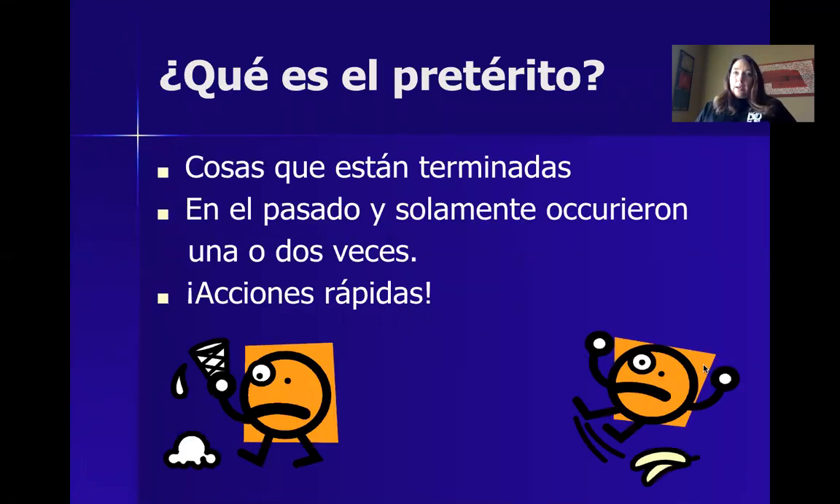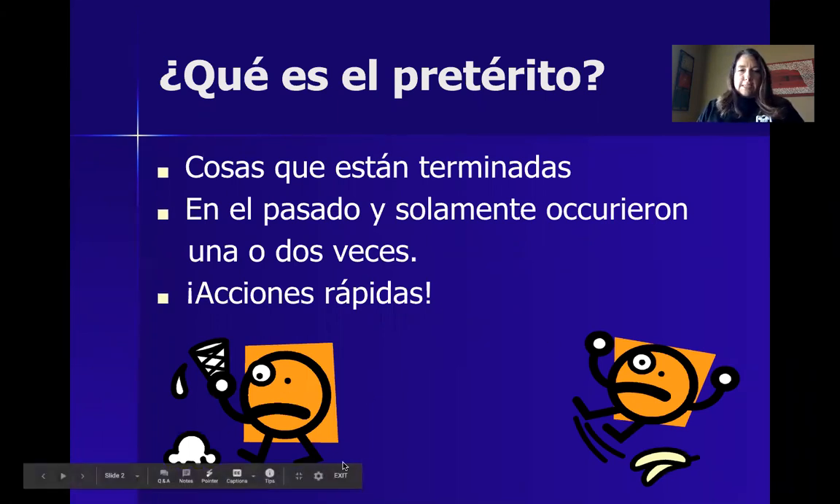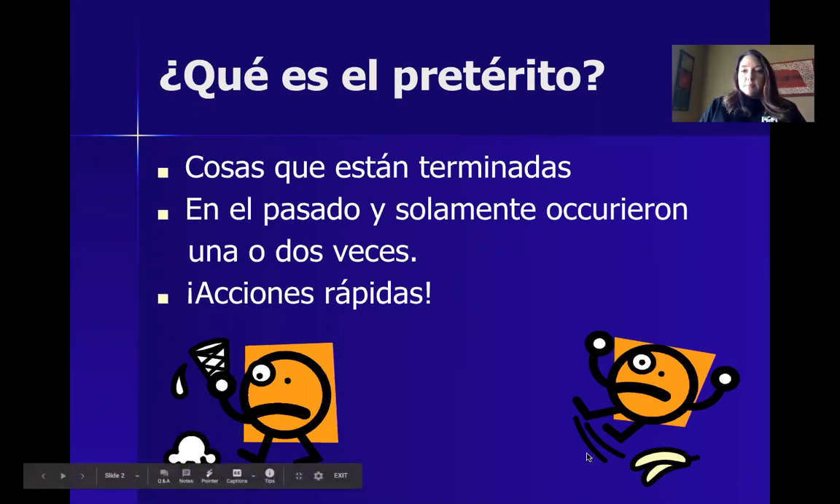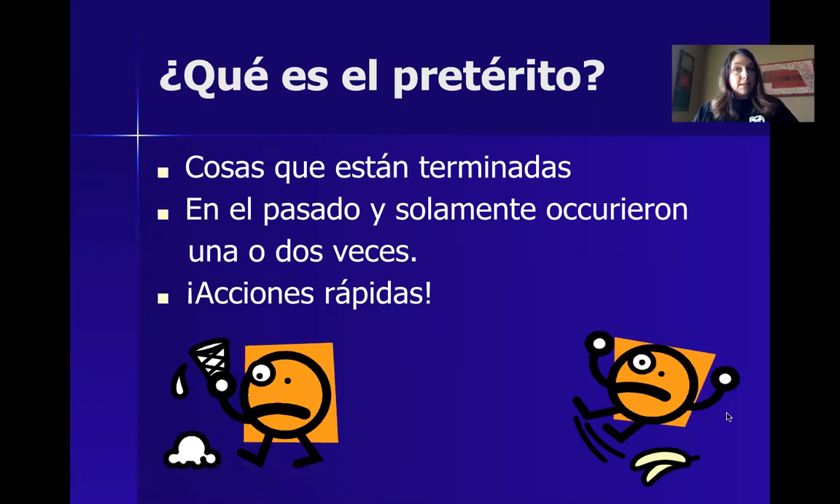Now, what exactly is the preterite? The preterite are things that happened in the past. And so the 5 verbs that we're going to learn today are things that have happened, and basically they're completed actions. So if you look at my 2 little guys here, the guy with his little ice cream cone, how many times do you think his ice cream fell? Well, once. Twice, if he picks it up, sticks it back on the ice cream cone, and it falls again. But it's only going to happen a certain number of times. Notice how many times this little guy over here slips and falls on the banana peel? Well, probably only once, unless he continues to do it, okay?